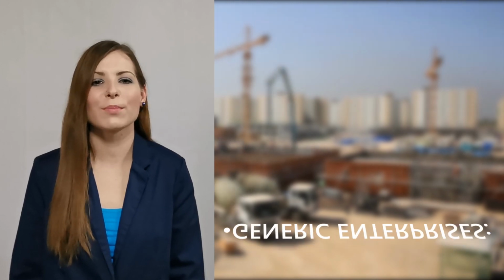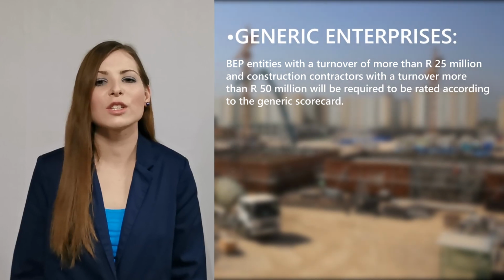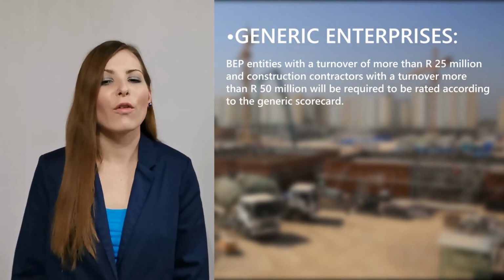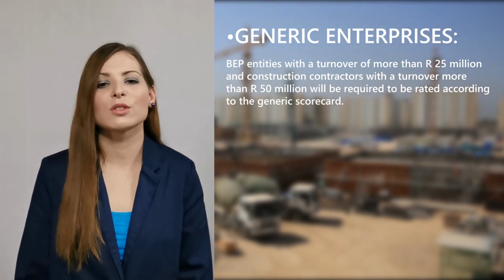Lastly, generic enterprises. BEP entities with an annual turnover of more than 25 million and construction contractors with an annual turnover of more than 50 million rand will be required to be rated according to the generic scorecard.